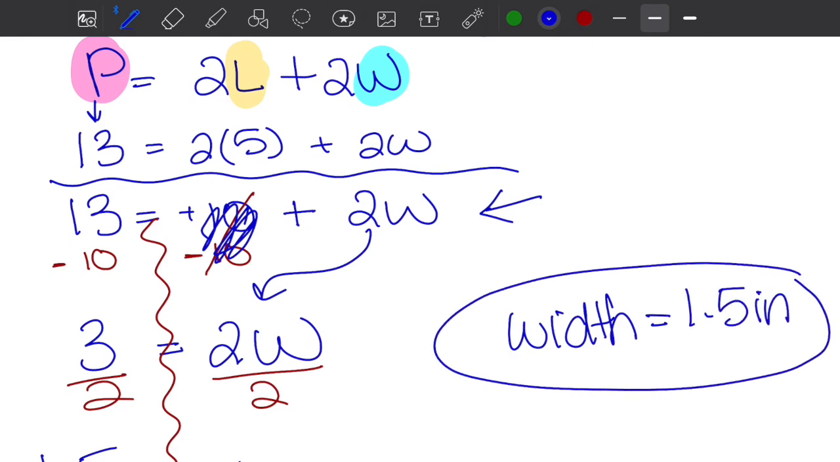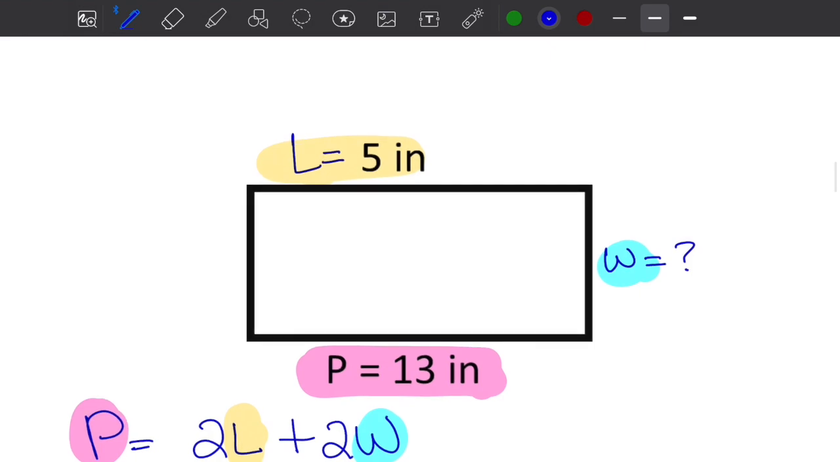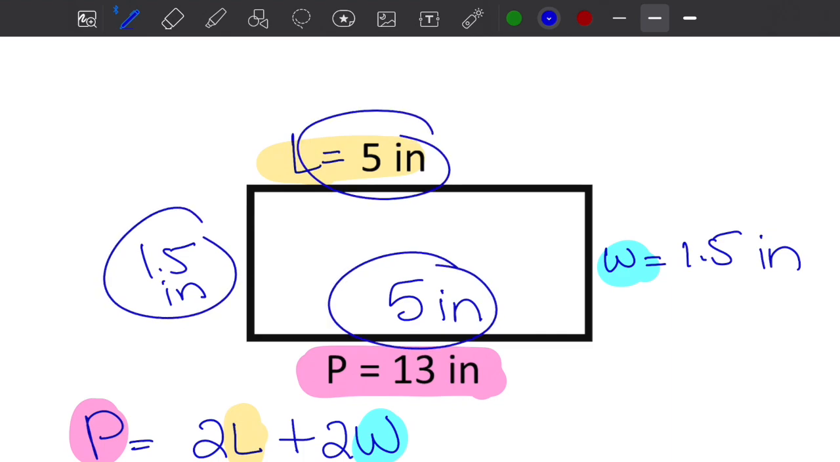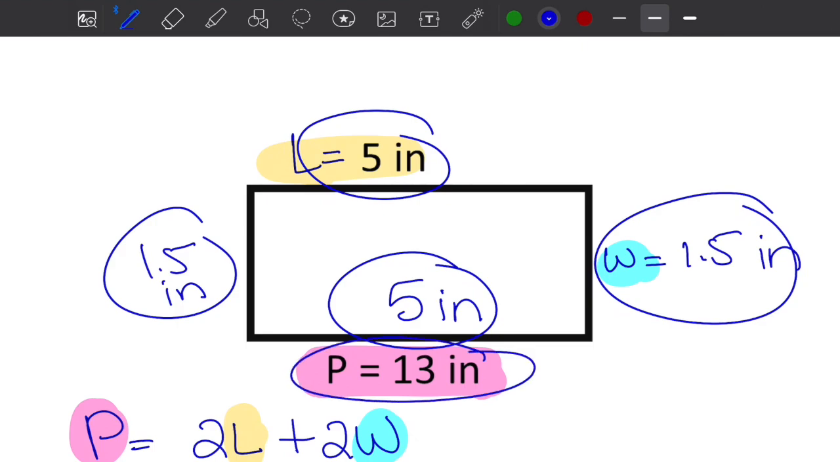And of course, I'm going to check my work. So I'm going to go up to my diagram and I'm going to write 1.5 inches here and 1.5 inches here. This is 5 inches. And now I'm going to add them up and check if the perimeter is indeed 13. So you can go 5 plus 1.5 plus 5 plus 1.5, and the answer is 13. So we know that we did this correctly.